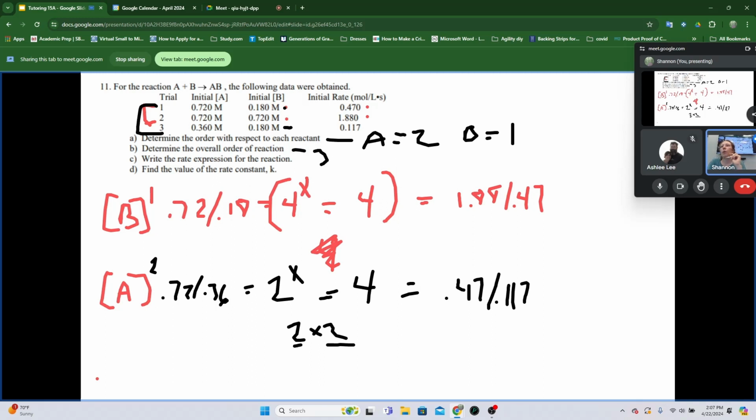Okay, so now we know the orders, and you can fill in the rate equation to determine the rate expression for the reaction. So if you haven't started working on that, work on that. I did, I don't know if my answer is right.